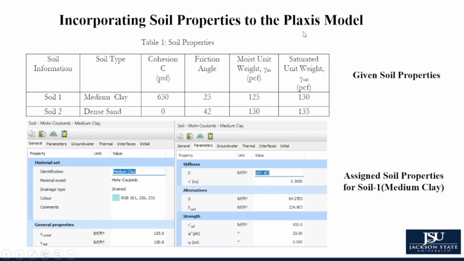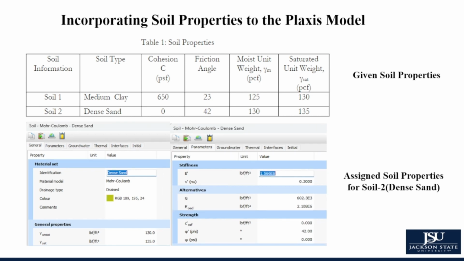Now I will talk about the soil properties. You can see that we were given the soil information like the cohesion value, the friction angle, the moist unit weight, and also the saturated unit weight. From this we put the values in the model, like the C value, the phi value, and the unit weight values. And this is for the dense sand parameters.